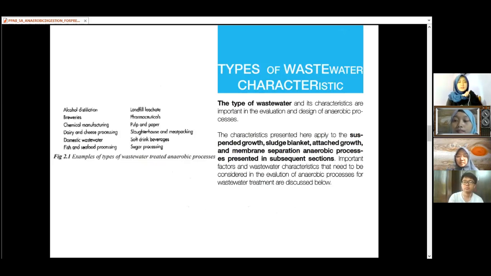Okay, here we have the type of wastewater characteristic. The type of wastewater and its characteristics are important in the evaluation and design of anaerobic processes. The characteristics presented here are suspended growth, attached growth, and membrane separation anaerobic processes, presented in subsequent sections. Important factors and wastewater characteristics that need to be considered in the evaluation of anaerobic processes for wastewater treatment are discussed below. We can see in figure 2.1 an example of types of wastewater treated by anaerobic processes. Next.